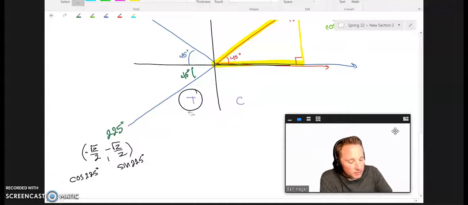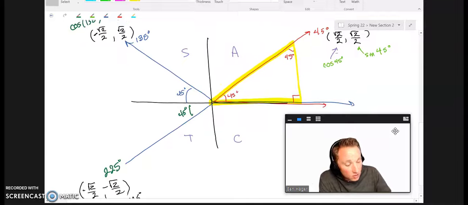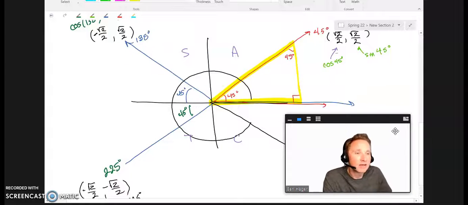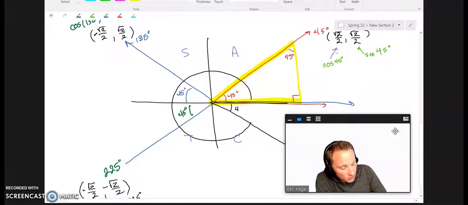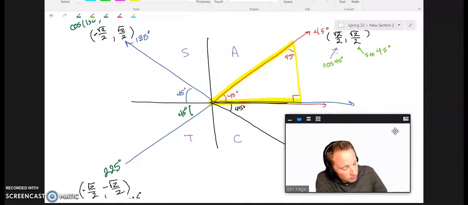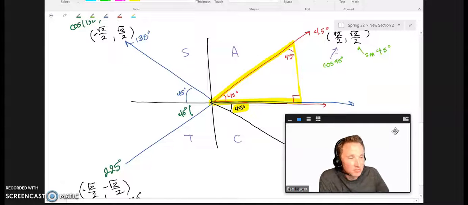And let's see how quickly we can find the one in quadrant 4. The angle in quadrant 4 that has a 45 degree reference angle is 315, because it's 45 degrees away from going all the way around, which would be 360 degrees. Now, because my reference angle is 45, I already know my cosine and sine. It's given. We already did the hard work. The cosine's root 2 over 2, and the sine's root 2 over 2. I just need to get the signs right.